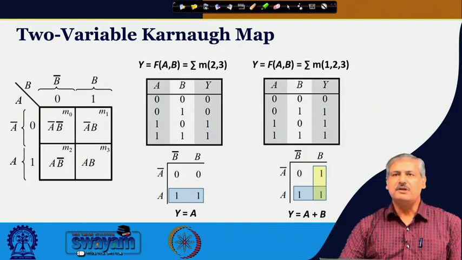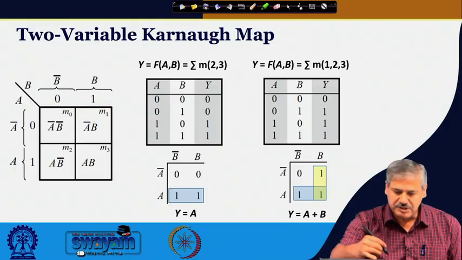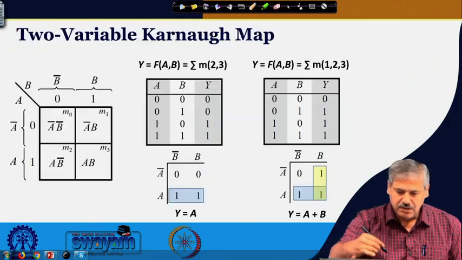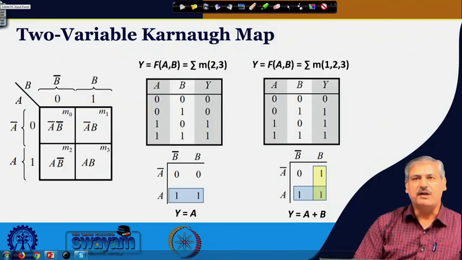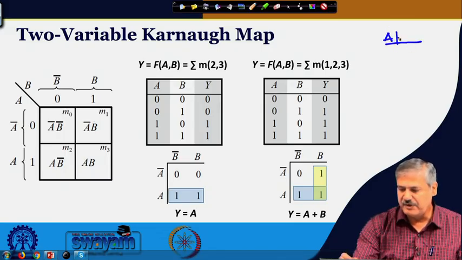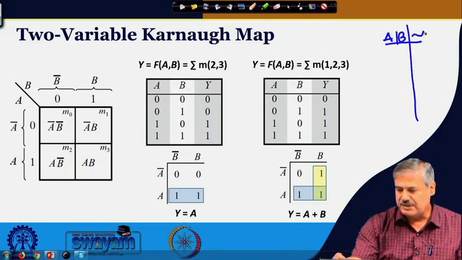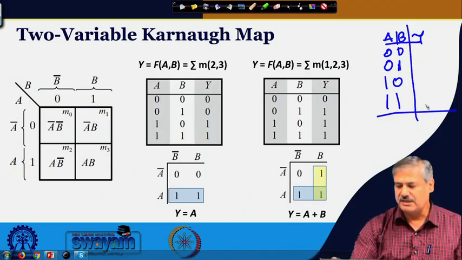So, in the Karnaugh map based representation, the truth table we present in a different manner. The truth table we had earlier, if it is a two variable truth table, has 0 0, 0 1, 1 0, 1 1, 4 possibilities, and the corresponding function output that you see over here.